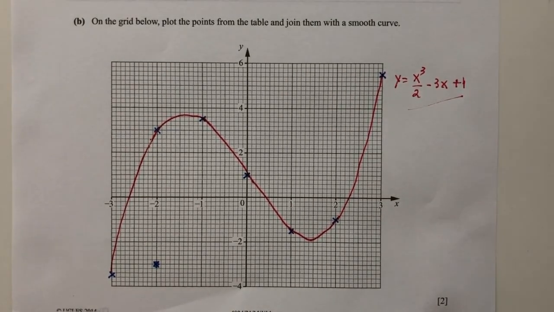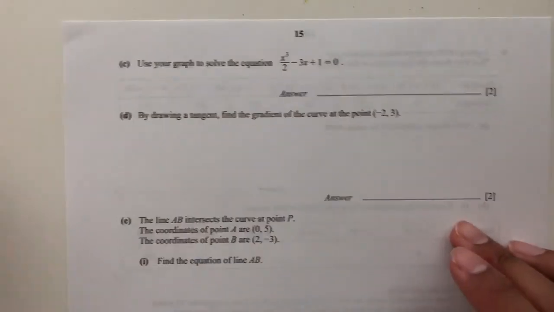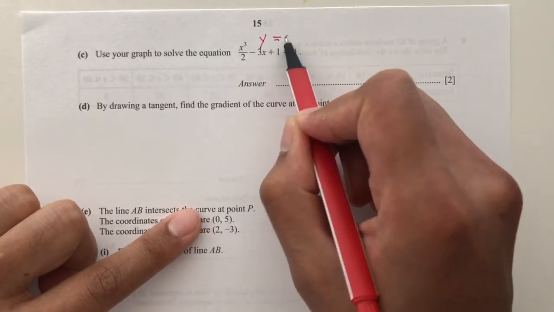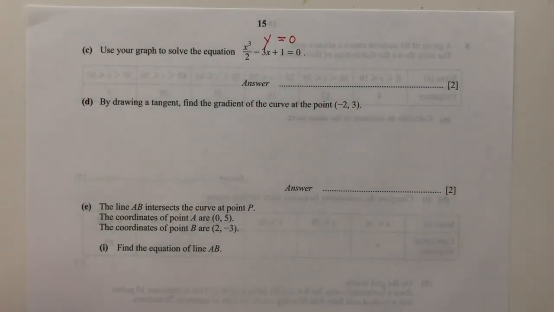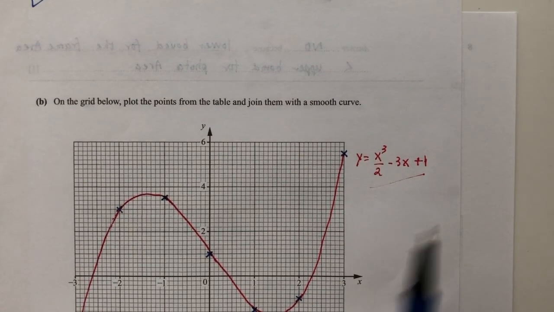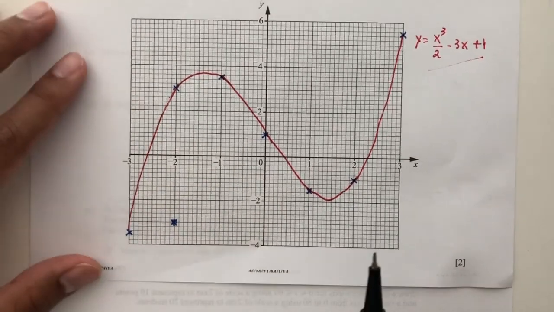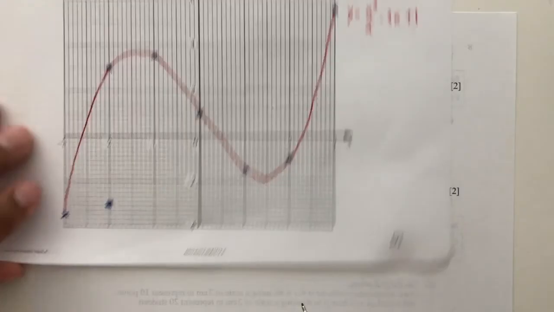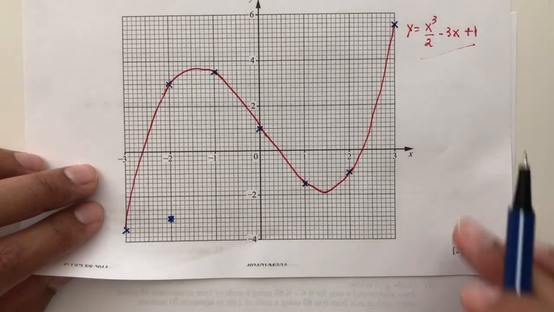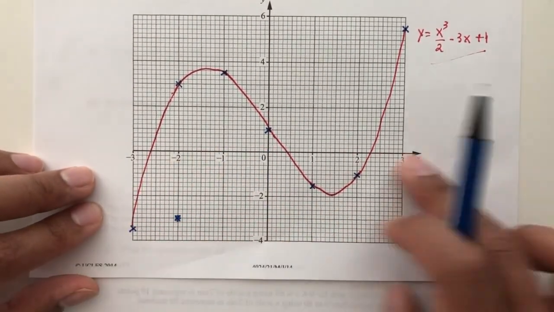Now moving on to the next question, see what we have here. So part C, it says use your graph to solve this equation. This is basically y equal to 0. Find this equation. Where does it equal to 0? So let's see where it cuts your x-axis. Sorry, I meant at y equal to 0, it will be this line.